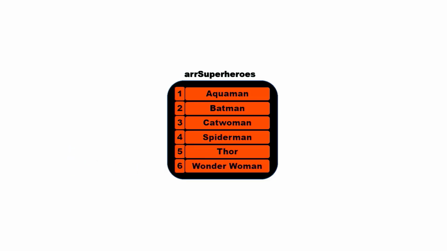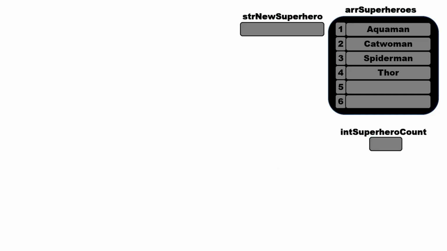Now let's see what we need to accomplish this. To find the correct position for a new element, we need a few variables. A string variable must contain the name of the new superhero we want to add. An integer variable must keep count of the names in the array. It will increment every time we add a new name. A second integer variable will keep track of the index as we loop through the array. A third integer variable will store the position where the element must be inserted.